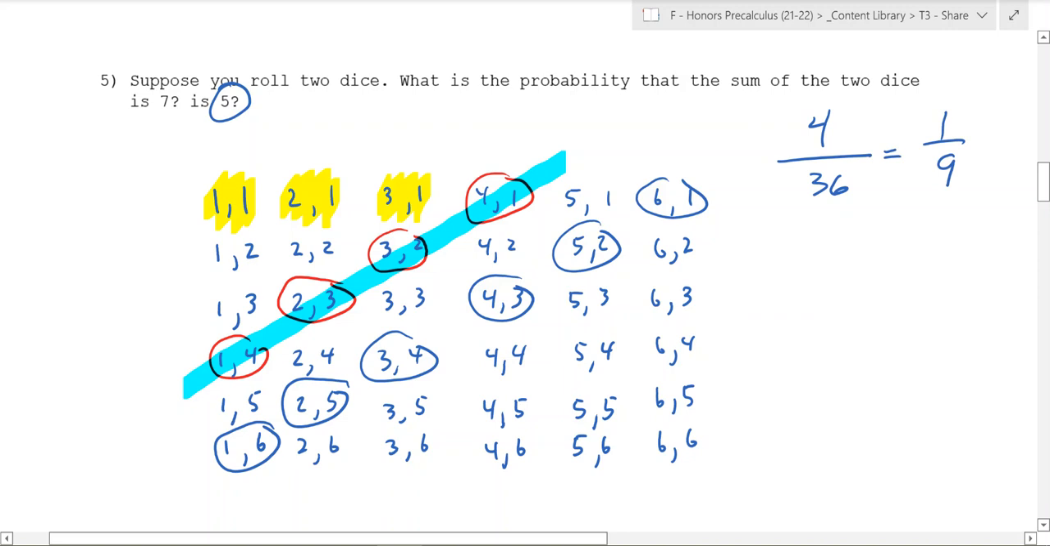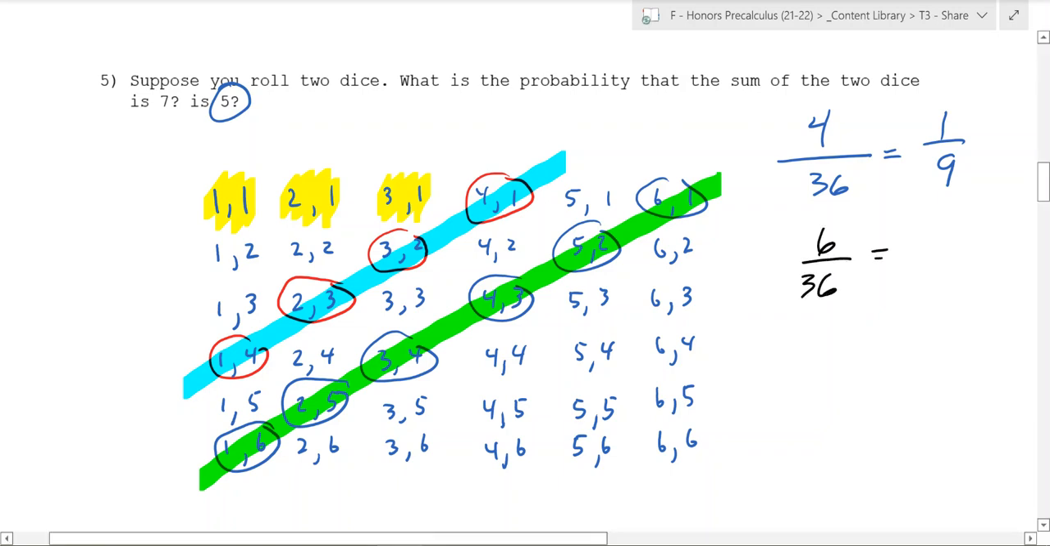And then what about the sum is 7? The sum is 7 right here on this diagonal, and I see 6 of them. So that's going to be 6 out of 36. So that's 1 out of 6.